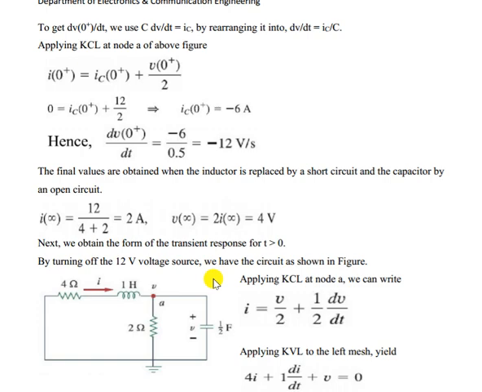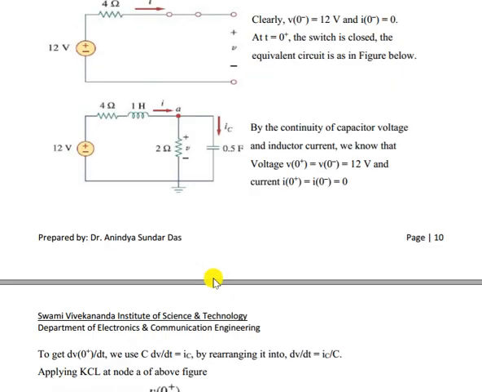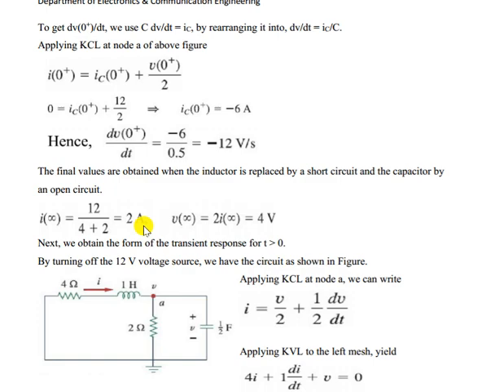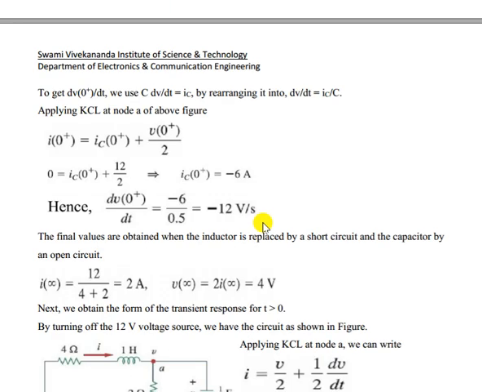Now we have to find out the value at infinity. At infinity, the capacitor becomes open circuit and the inductor becomes short circuited. So the capacitor voltage will be, by voltage division, 12 into 2 divided by 6, that is 4 volt, and the current equals 12 divided by 4 plus 2, 6, that is 2. So 2 ampere current and the voltage is 4 volt.